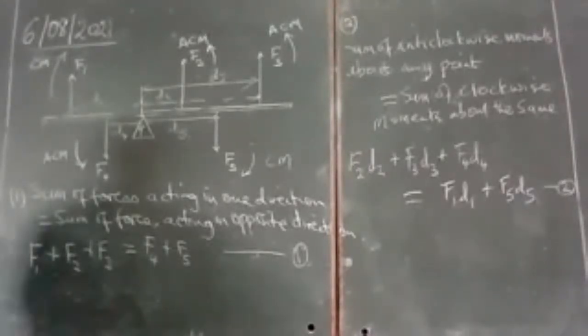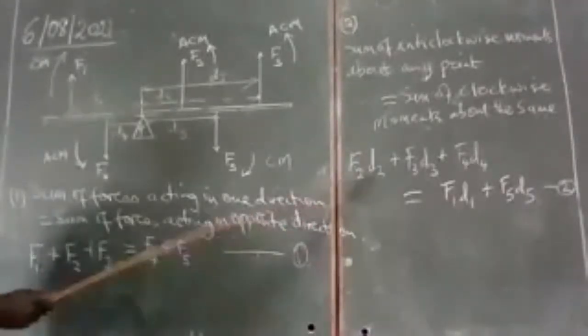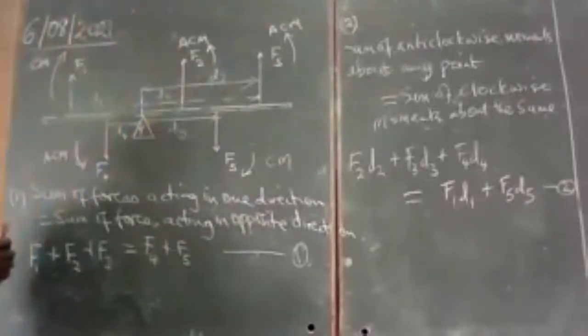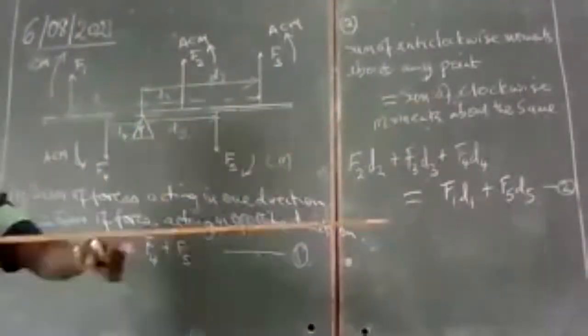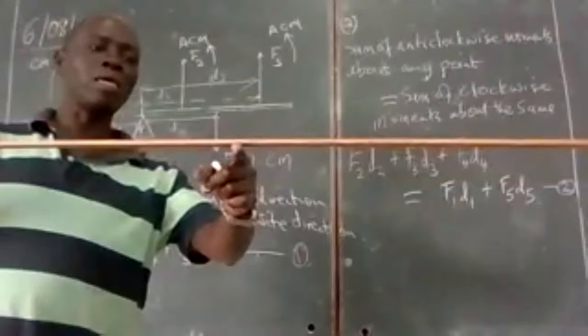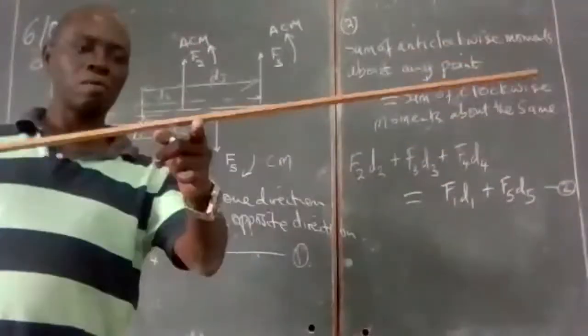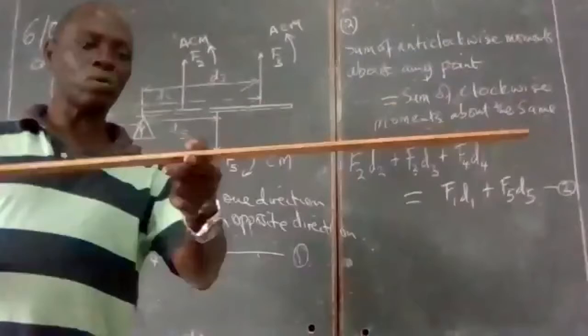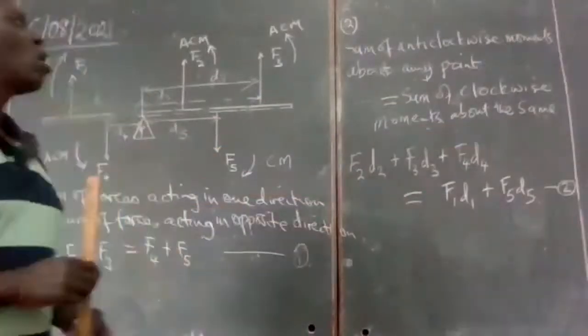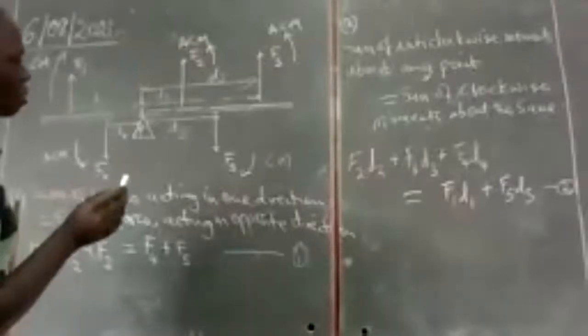So please, these conditions only apply if the body is in a state of equilibrium. A state of equilibrium, we defined it very well, that the body must be balancing about a point. I hope that is clear. Is that okay, girls? Yes.